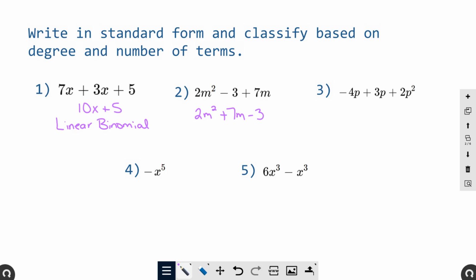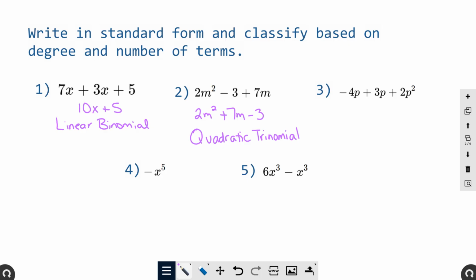So this has the highest power of 2, so it is a quadratic, and how many terms does it have? So it's a, very good, quadratic trinomial. Now, for your notes, if you shorthand them, that's okay. But for your homework, tests, quizzes, go ahead and write out the whole word. So just get in that habit of writing out the whole word. Make sure that you can spell it correctly and all that kind of stuff.